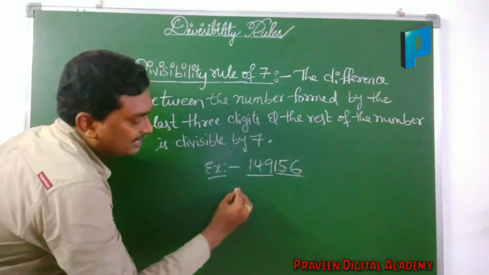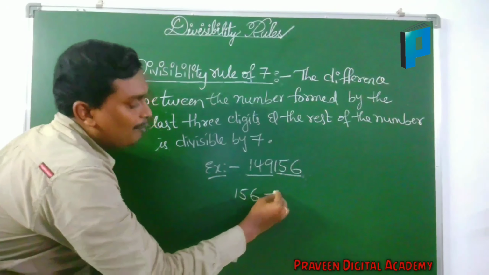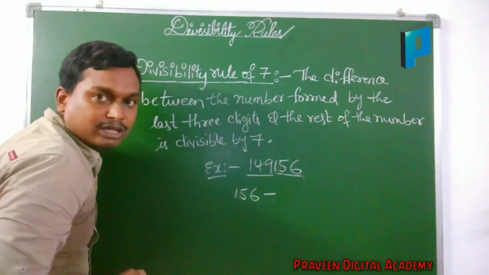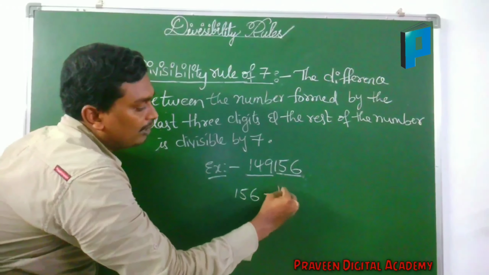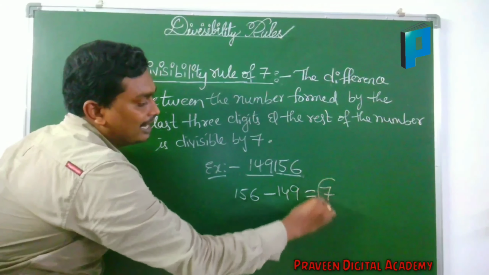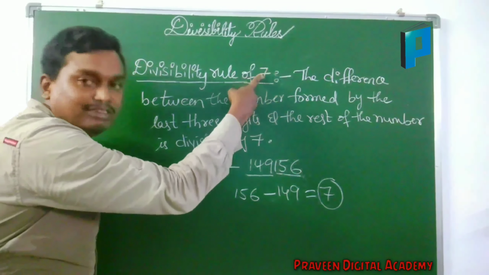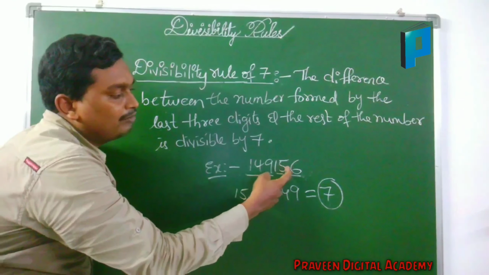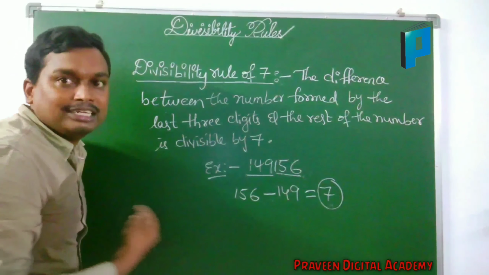The last three digits are 156, minus the rest of the number, which is 149. You subtract these both, what do you get? 7. This answer 7 is divisible by 7. So we can say 149156 is divisible by 7.